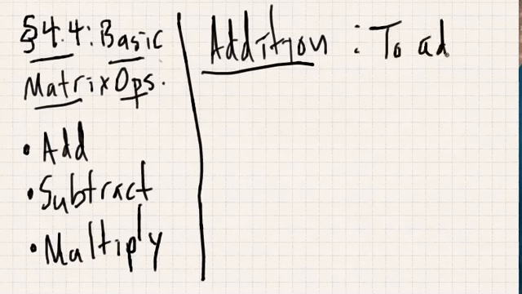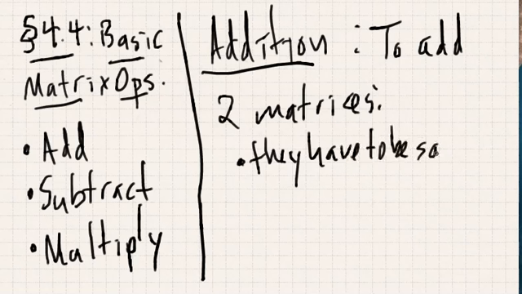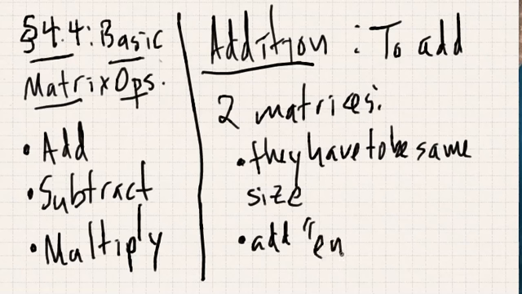To add two matrices, first of all, they have to be the same size. So they have to have the same number of rows and the same number of columns. And second of all, what you do is you add them entry-wise, and I'll explain what I mean by entry-wise in a second. Okay?